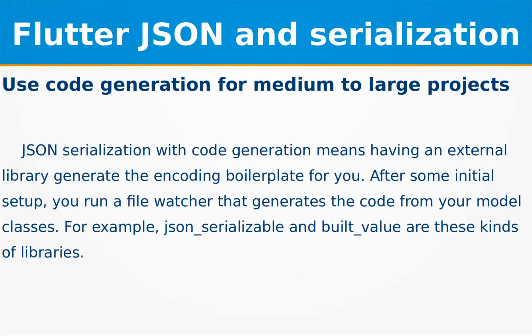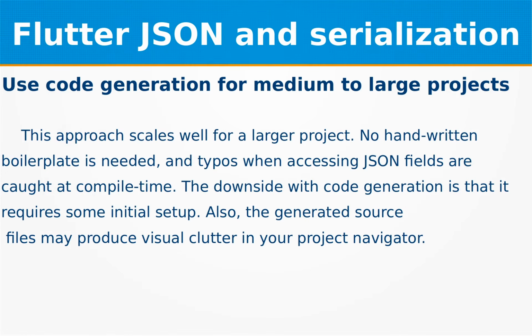JSON serialization with code generation means having an external library generate the encoding boilerplate for you. After some initial setup, you run a file watcher that generates the code from your model classes. For example, json_serializable and built_value are these kinds of libraries. This approach scales well for a larger project. No handwritten boilerplate is needed, and typos when accessing JSON fields are caught at compile time.